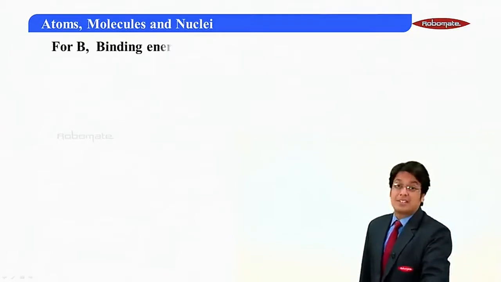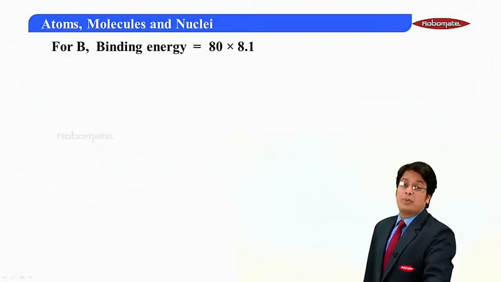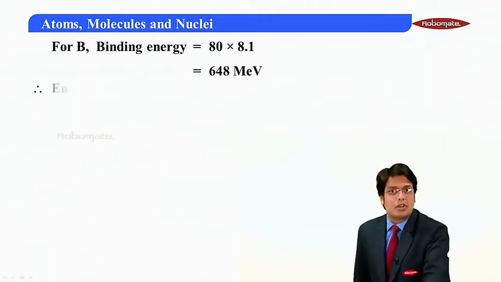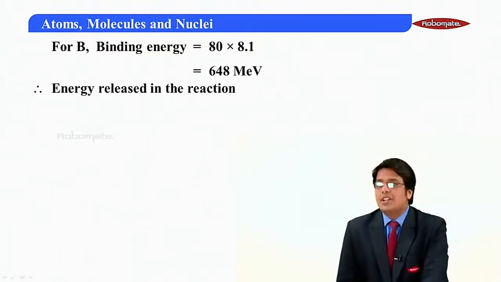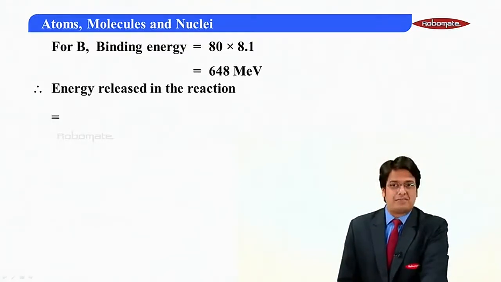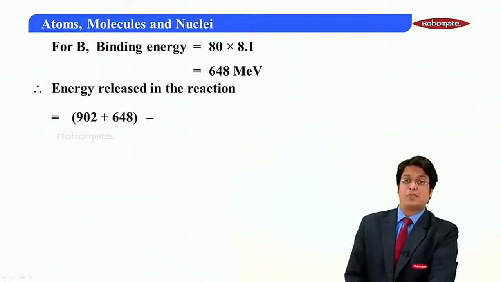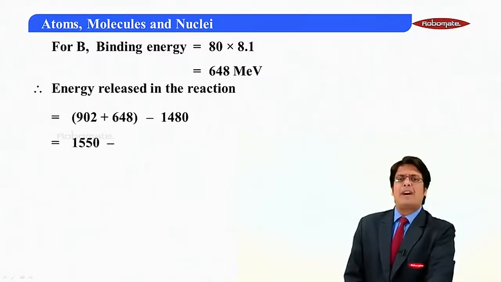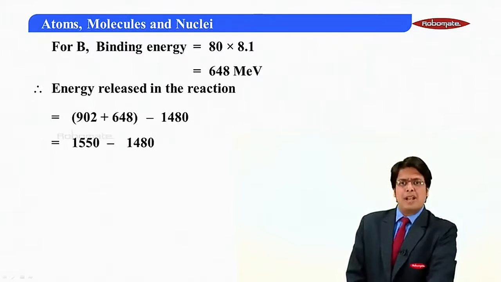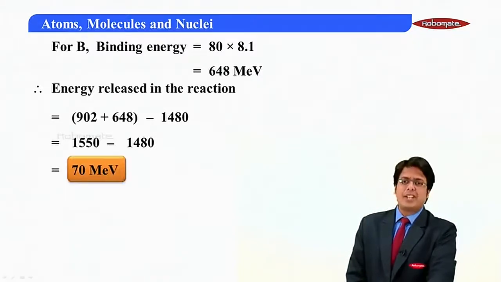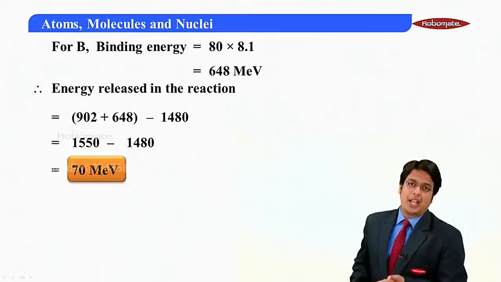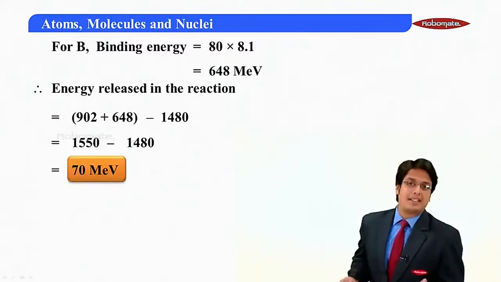Then the similar thing for B, the binding energy is equal to 80 into 8.1, that is equal to 648 MeV. Now, energy released in the reaction is equal to 902 plus 648 minus 1480. That is equal to 1550 minus 1480. That straight away comes to 70 mega electron volt. What was that? Yeah. Nothing much.